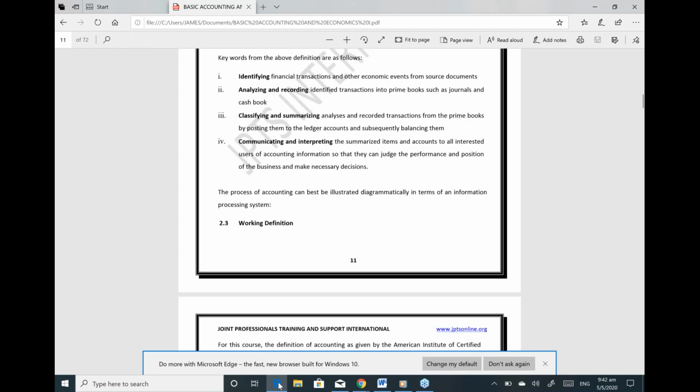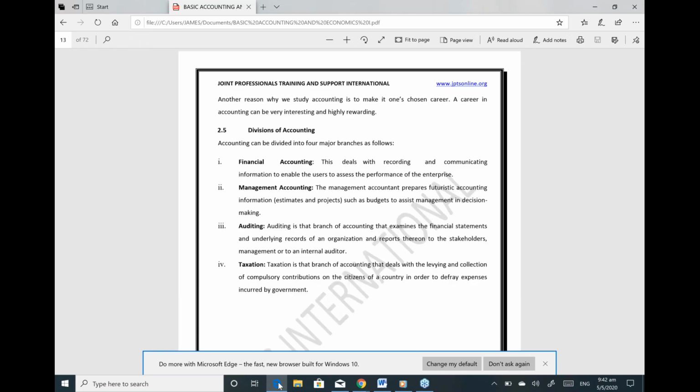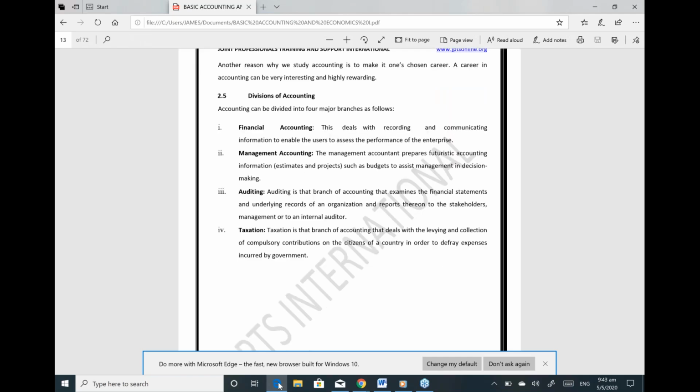Then today, before I move on, let's look at the division of accounting. Accounting has 4 divisions that we need to see. The first division is financial accounting. This deals with recording and communicating information to enable the users to assess the performance of the enterprise. At the end of the year, you will go to your account and see if you made a profit or you made a loss. And if you made a loss, there must be some adjustment that you need to make.